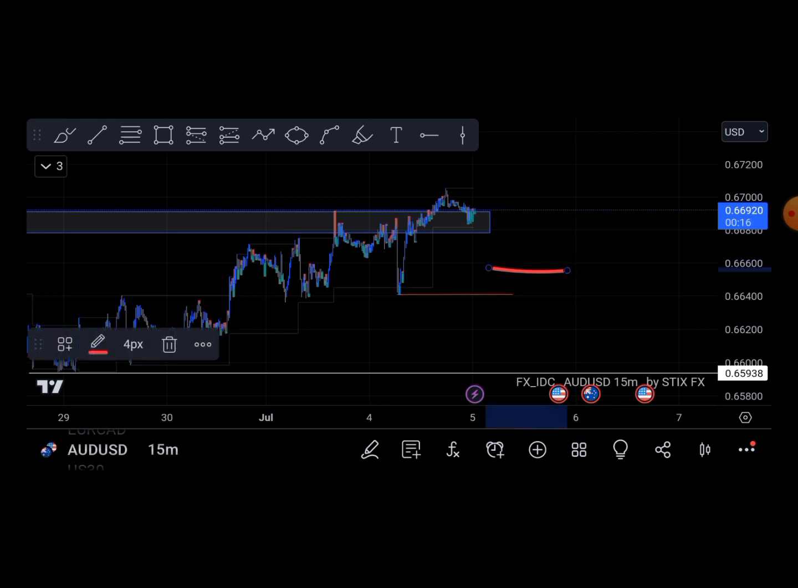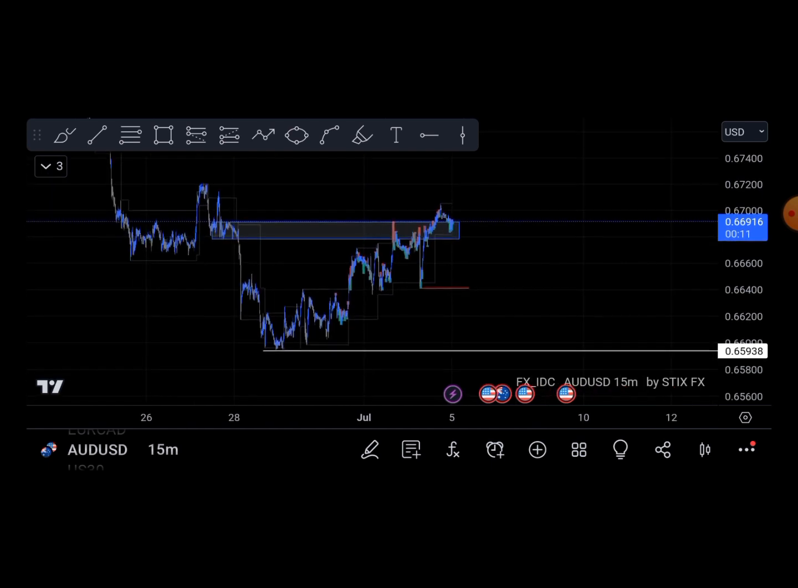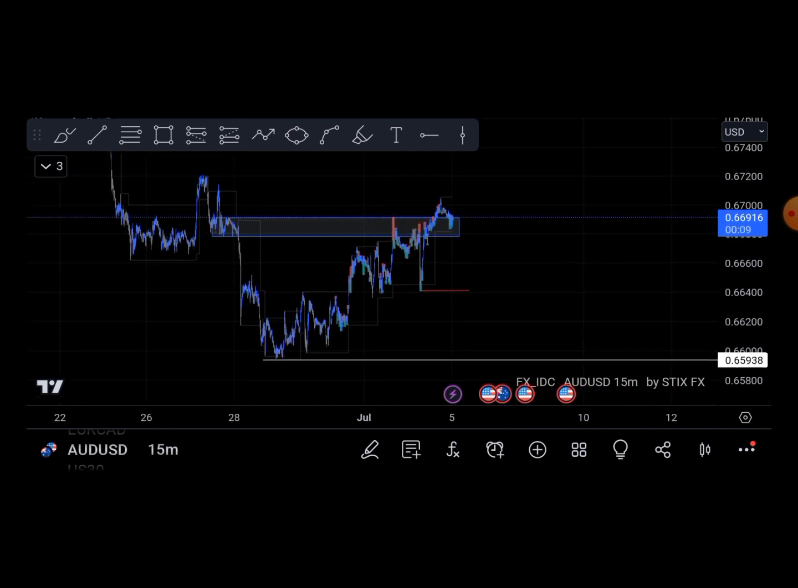But notice how I moved with a bias from a high time frame all the way down to a lower time frame. Even if my lower time frame, the 15-minute, is bullish, I'm waiting on it to switch bearish, because then it would align with my higher time frame bias. You understand? Alright, so that's it basically for AUDUSD.